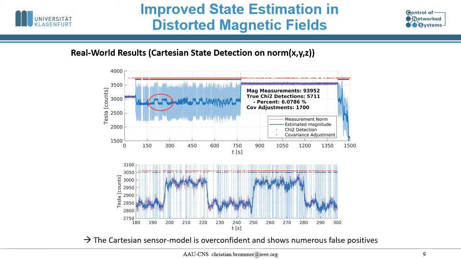This is the signal progression for the full dataset. The purple signal represents the measured strength of the magnetic field, and the blue signal is the filtered signal for the Cartesian definition. The chi-square detections are shown with red dots on the top of the graph, and covariance adjustments are shown with blue dots. The plot on the bottom shows a zoom segment on the region indicated with the red circle. The signal segment coincides with the two positions we have seen in the trajectory. We can see that the filter is overconfident, which causes numerous false positive detections and covariance adjustments. As a result, the state of the filter follows the measurement closely.